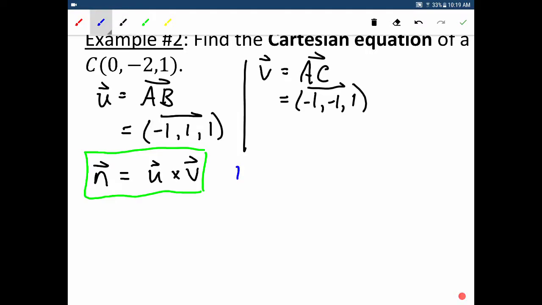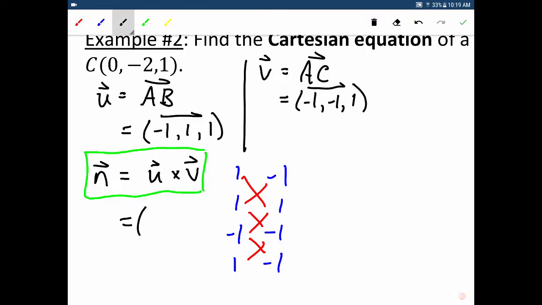Remember, you start with y. Why? I don't know. And then -1, 1, -1, -1. So there we go. So there's our things, and we had 1 times 1 minus -1 times 1, 1 times -1, and that. And so what we're left with is (2, 0, 2). Okay.